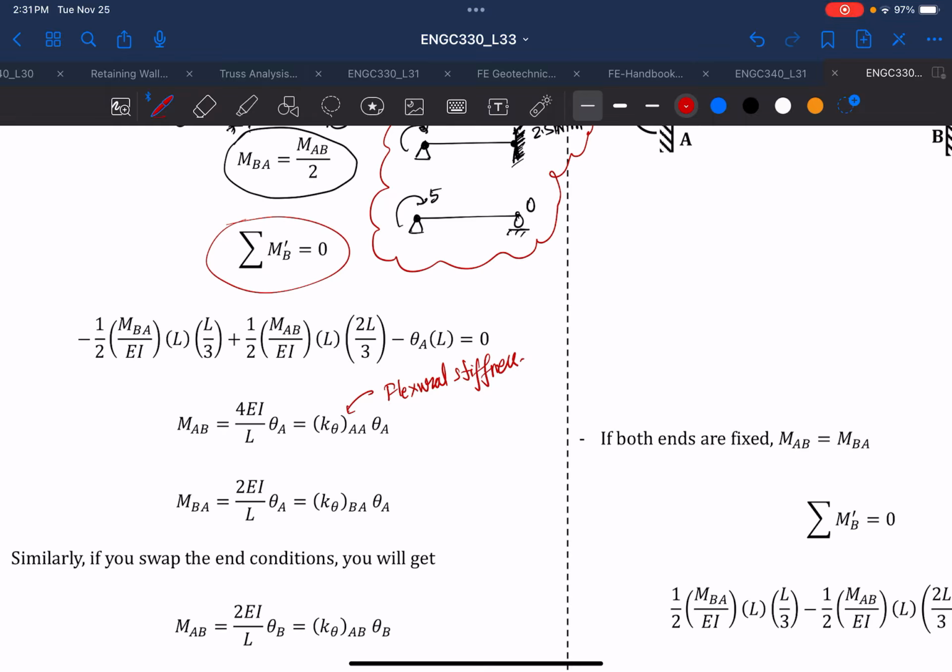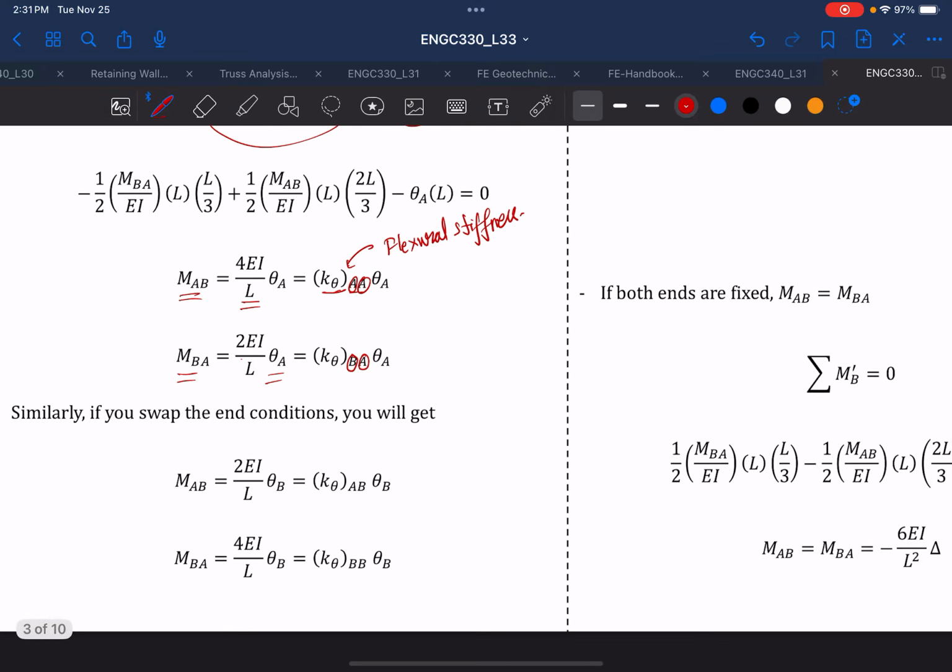This is different from your flexibility coefficient. This is flexural stiffness, which basically means the flexural stiffness of the moment at A due to unit rotation at A, and this will be the moment at B due to unit rotation at A. Those are the flexural stiffness coefficients. So if you put all the equations together, you'll find that MAB is equal to 4EI over L theta A and MBA is equal to 2EI over L theta A.